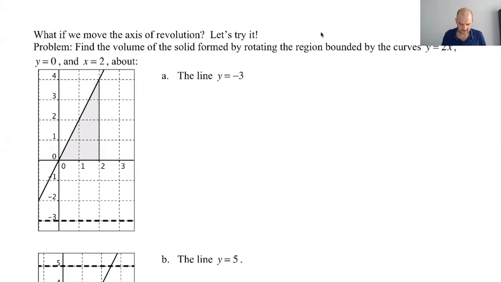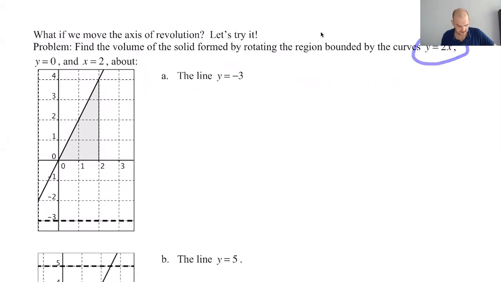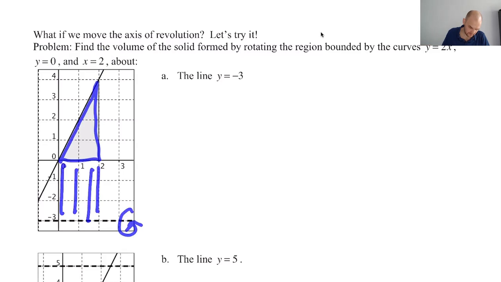So let's see if we can do this. We want to find the volume of the solid formed by rotating the region bounded by the curves y equals 2x, y equals 0, and x equals 2 about the line, first, y equals -3. All right, so there's kind of an issue. It's not really an issue, but when we revolve this region around this line, there's going to be a giant hole.